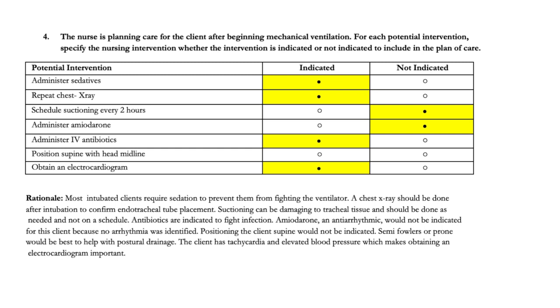Suctioning can be damaging to tracheal tissue and should be done as needed and not on a schedule. Antibiotics are indicated to fight infection. Amiodarone, an antiarrhythmic, would not be indicated for this client because no arrhythmia was identified. Positioning the client supine would not be indicated. Semi-Fowler's or prone would be best to help with postural drainage. The client has tachycardia and elevated blood pressure, which makes obtaining an electrocardiogram important.